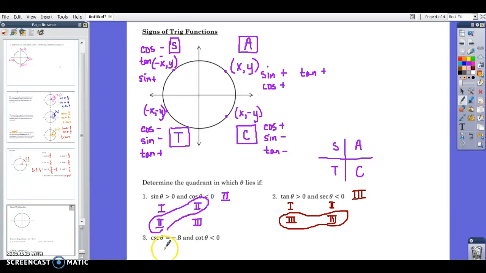And the last one here, cosecant is negative. Remember, cosecant does the same thing that sine does. So cosecant is negative wherever sine is negative. That would be 3 and 4. Cotangent does the same thing as tangent. So tangent is negative in 2 and 4. And so what I have in common here is quadrant 4. And that's how you're going to answer those problems.